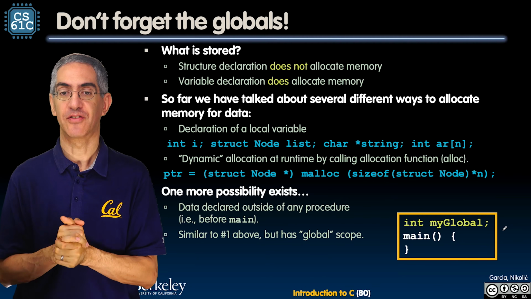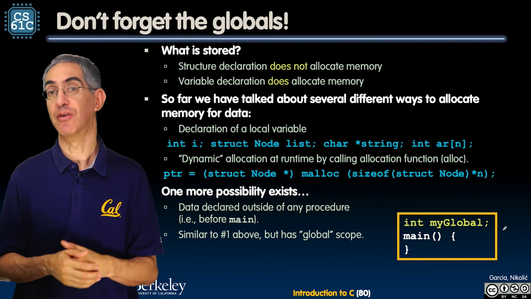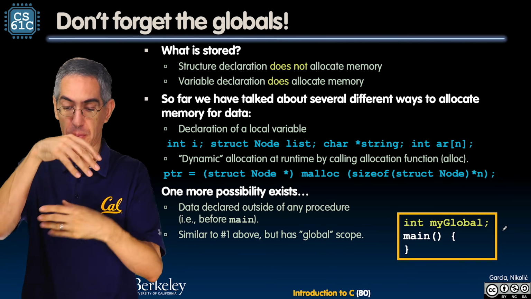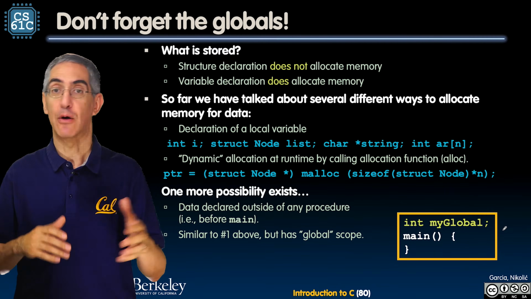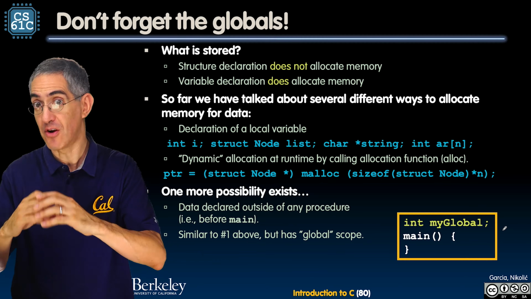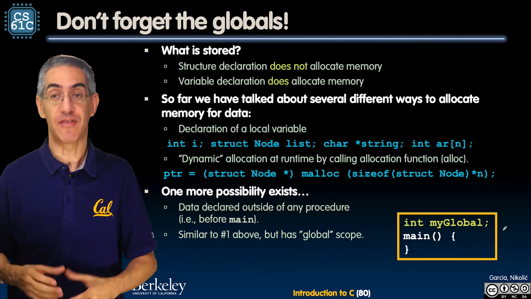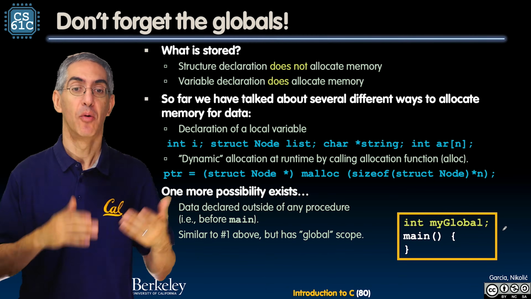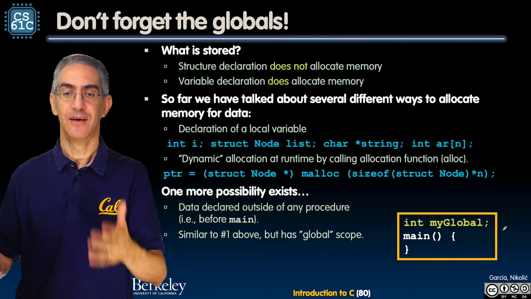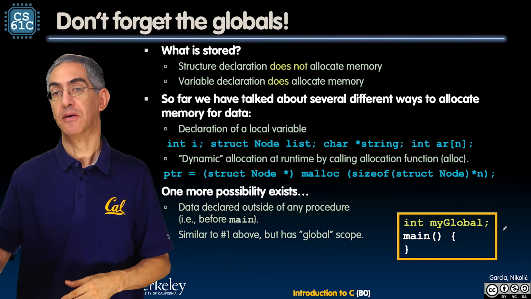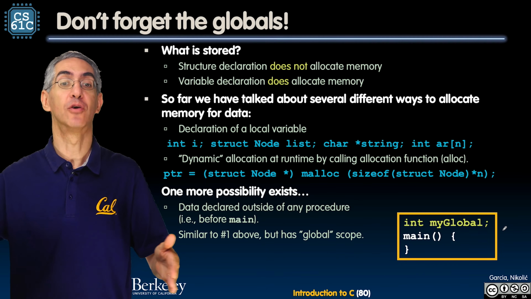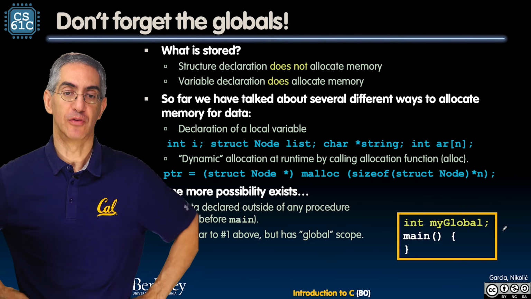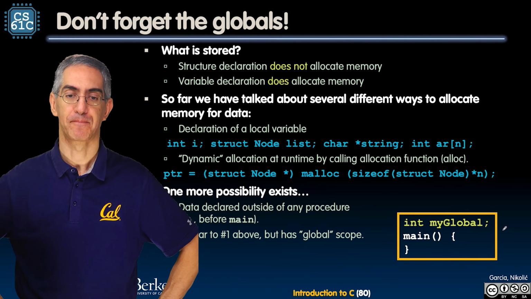So far we talked about several ways to allocate memory for data. You can have a local variable: int i; struct node list, that's the node with two fields, value and next; char *string, that's the space for the pointer, but not for the string itself; int arr[n], there are n integers. Or dynamically: pointer = (struct node *) malloc(sizeof(struct node) * n). That's n nodes in a row. There's an array of those struct nodes, rather than a linked list.